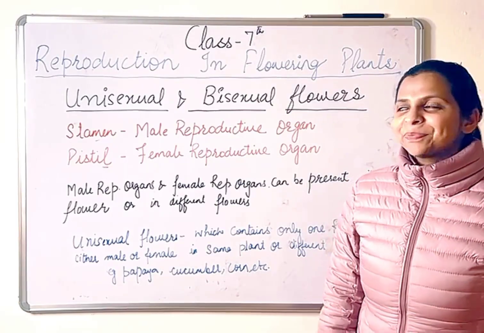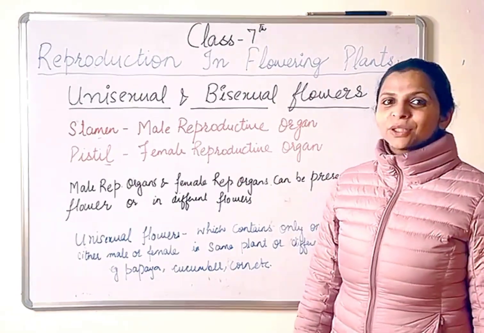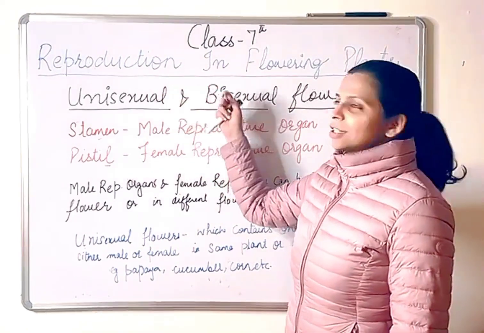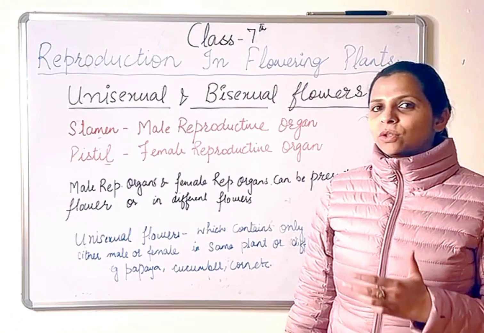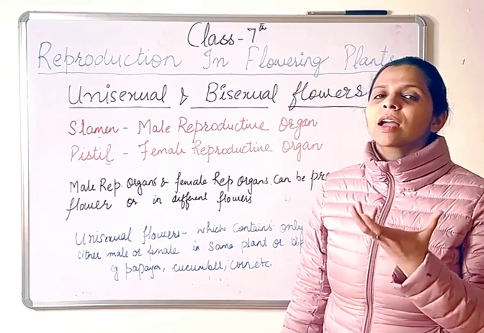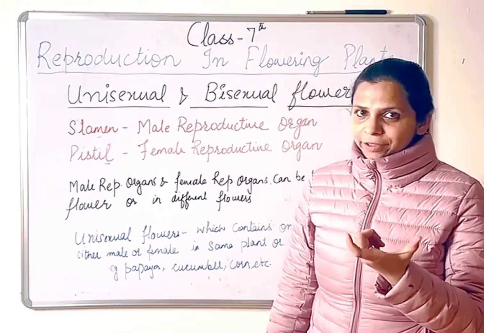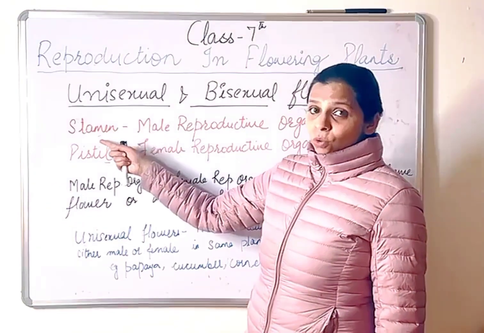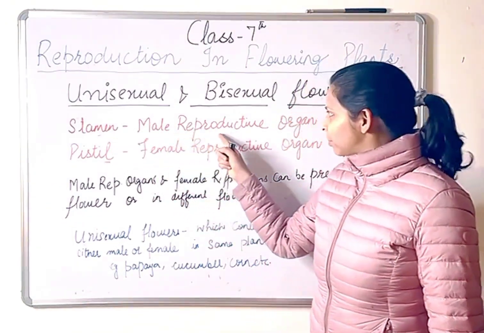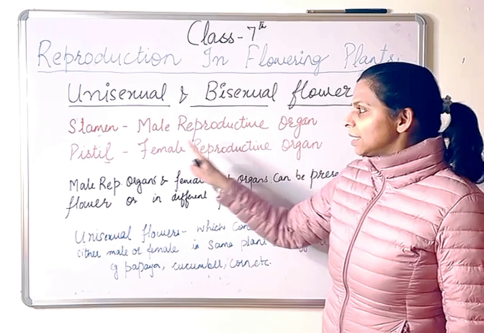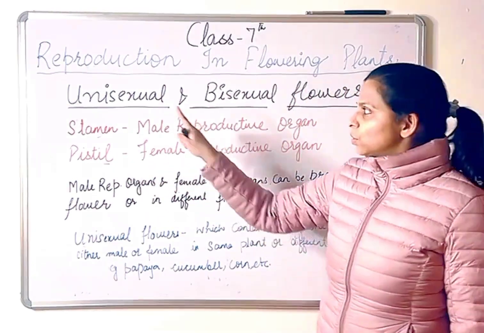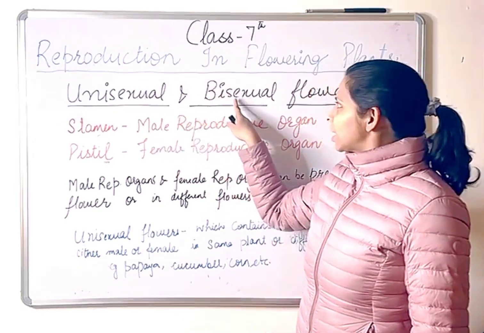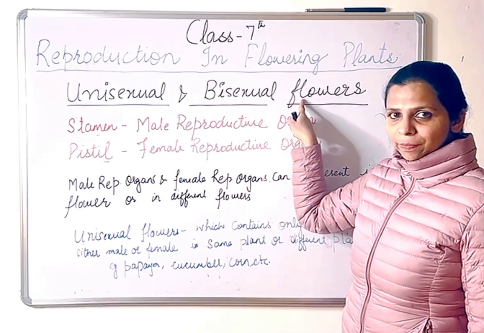Hello students, welcome back to the third video on reproduction in flowering plants. In my last video, I taught you about sexual reproduction, in which I covered the structure of the flower, in which I told you that stamen is the male reproductive organ of the plant and pistil is the female reproductive organ. So today the first topic is unisexual and bisexual flowers.